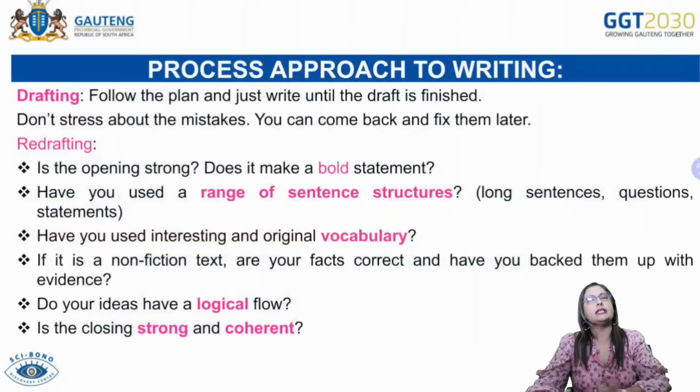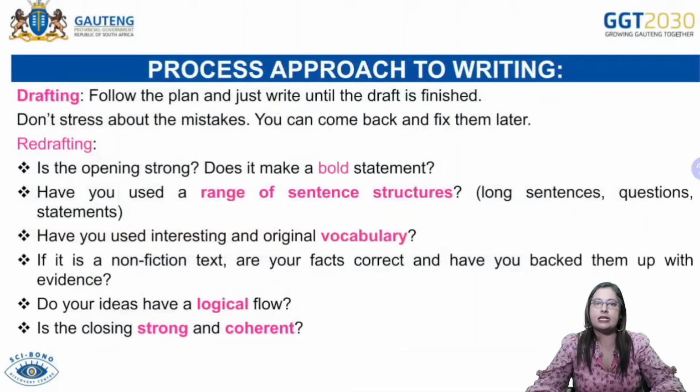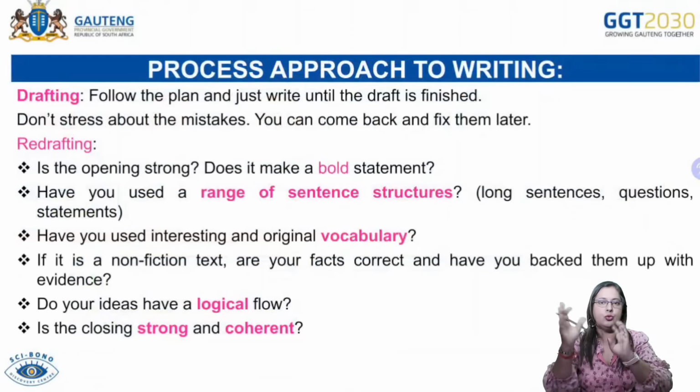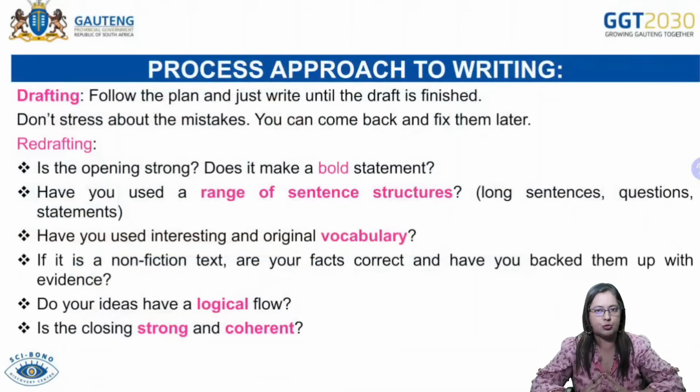All right, so let's look at it in terms of the writing process, okay? The approach for the process here, okay? The first thing is, as I mentioned, the drafting. Please follow the plan and just write until your piece of work is finished. Don't stress about the mistakes you've made thus far. You can always come back and fix them. So while you're editing, you will definitely be able to remove certain things, all right? Or add in certain things.